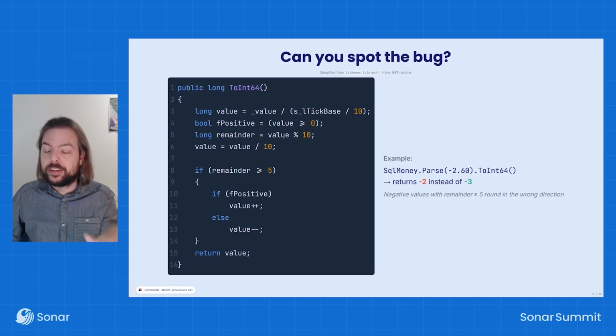Value gets divided by 10, so it becomes -2. And the remainder is -6 now, so it's definitely not equal or greater than 5, so it never enters this if, and therefore returns -2. But as you can see, -2.6 should be rounded to -3, of course.